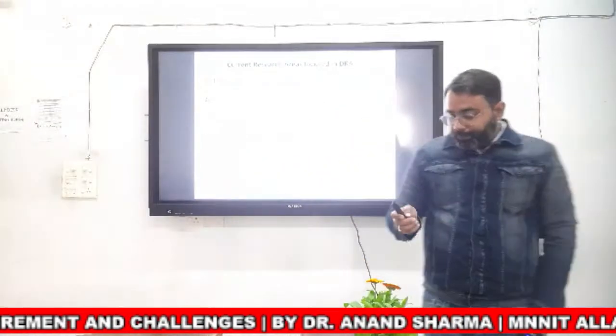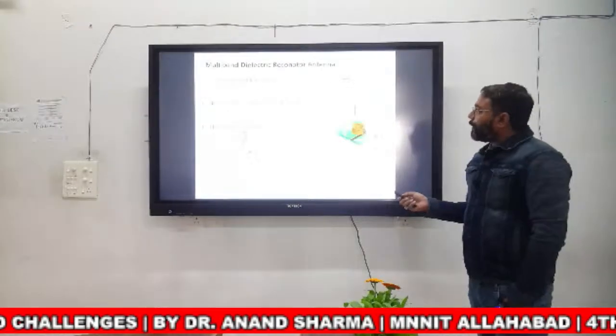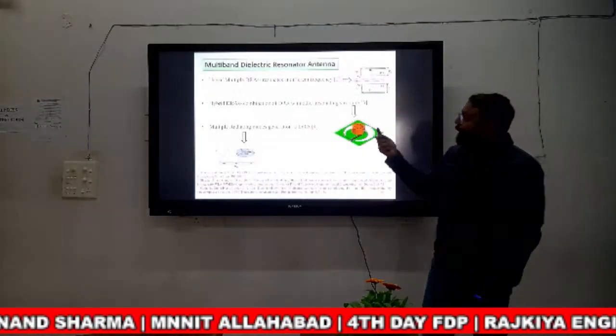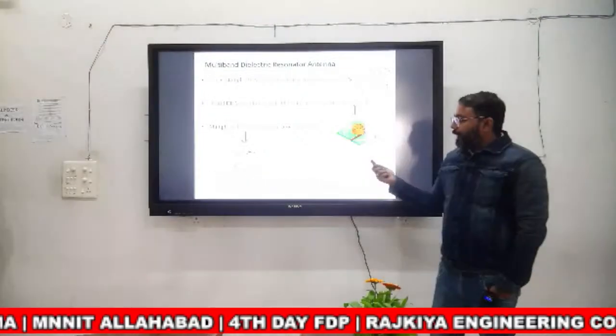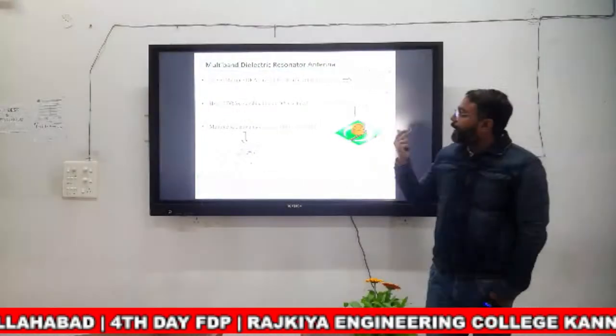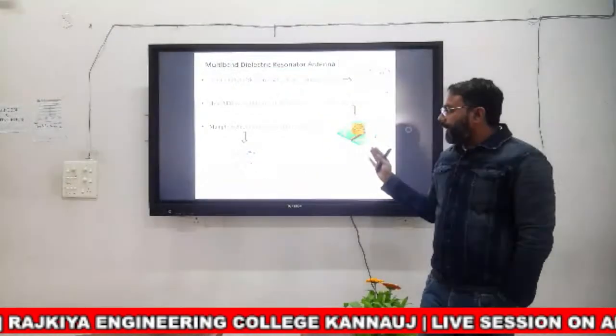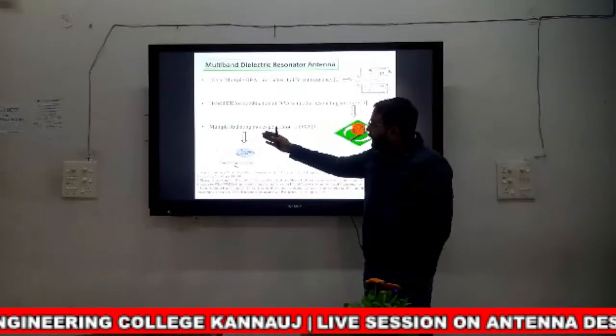Okay, now coming to the serial device, how can we generate the multiband characteristics in DRA? So for multiband characteristics, there are so many techniques available in literature. I summarize this in 3 points.